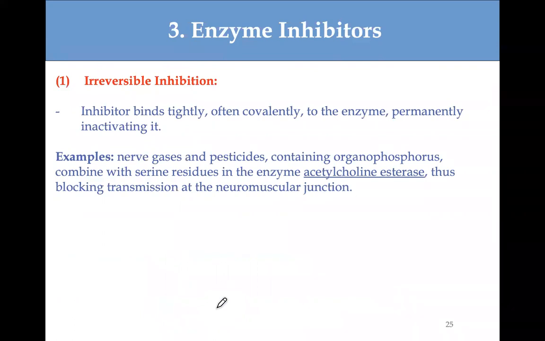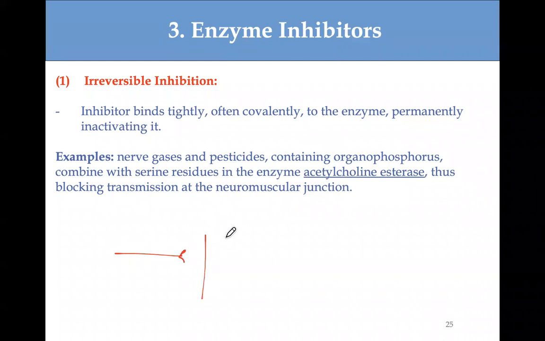Okay, so first, irreversible inhibition. Irreversible inhibition is when the enzyme gets inactivated permanently, and it's achieved by a covalent bond. Here's an example at the neuromuscular junction, basically where the nerve and muscle meet.